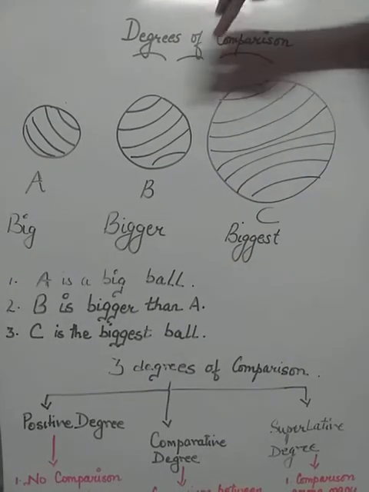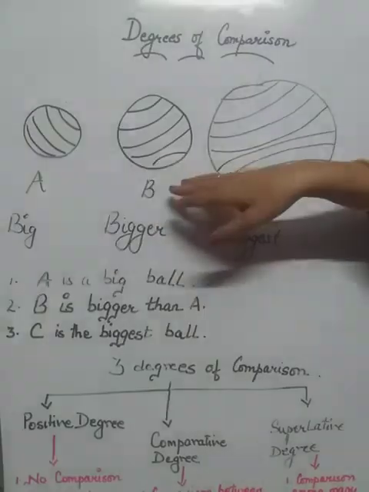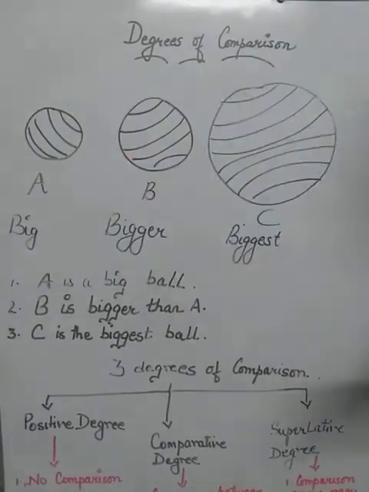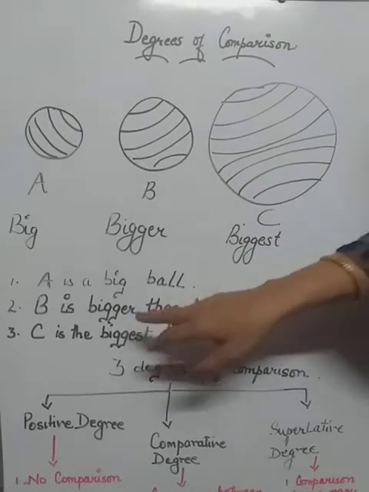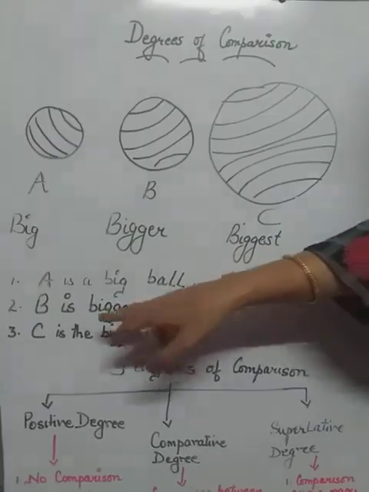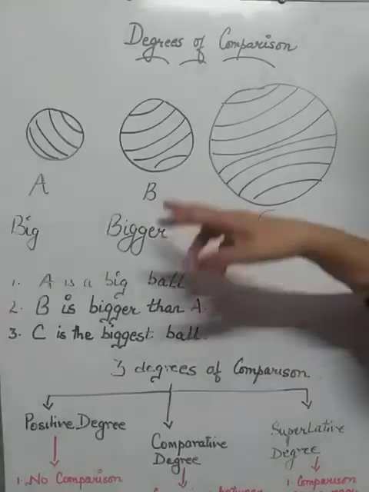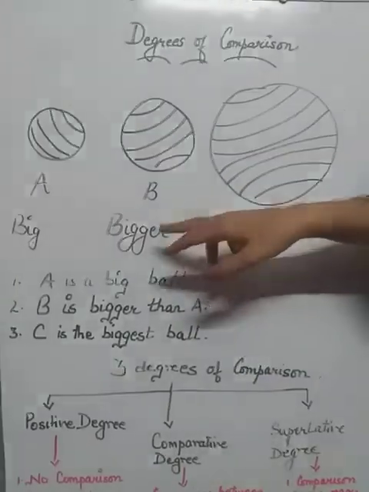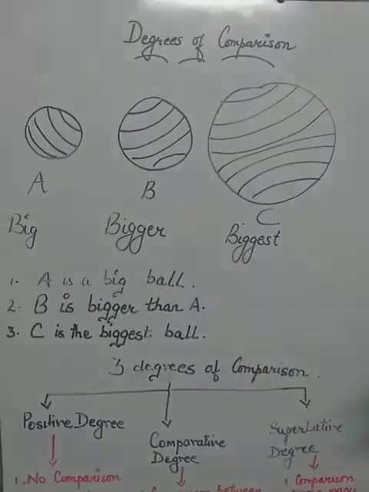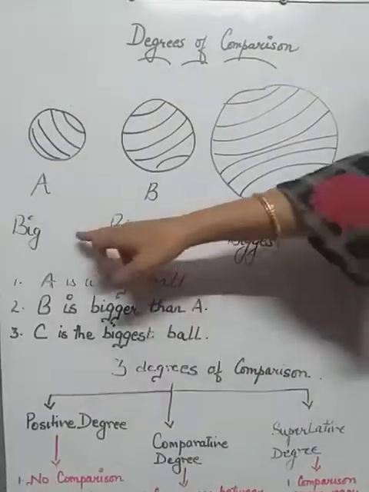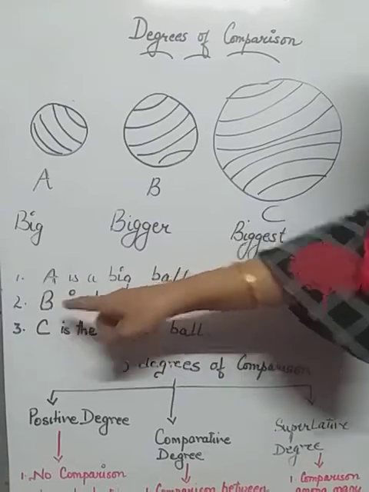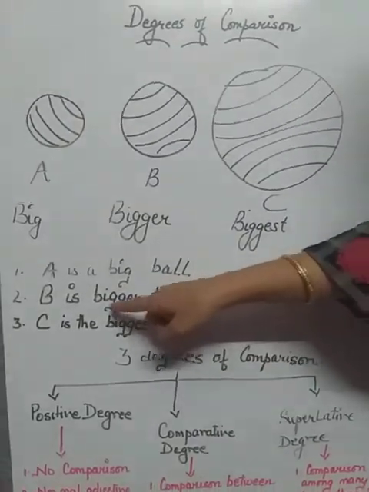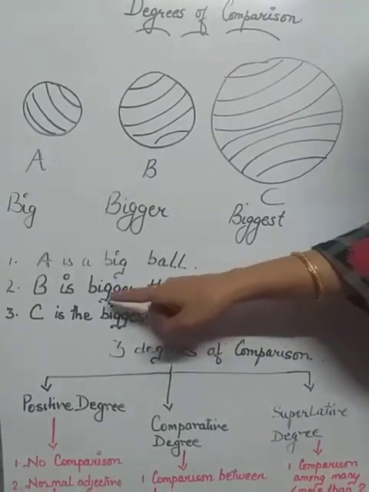Now let us see balls A and B. Here you see B is bigger than A. So here the adjective is bigger. Two things are being compared, ball B and ball A. Notice this: when two things are compared, you add er to the adjective, bigger.